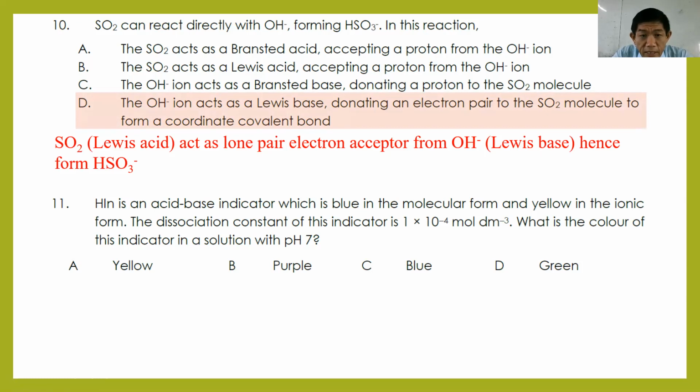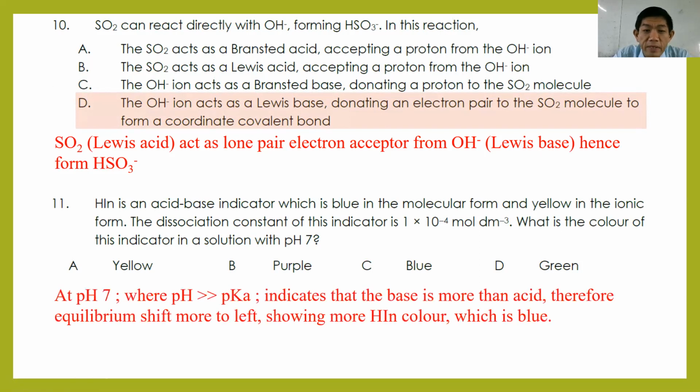HIn indicator is an acid-base indicator which is blue in molecular form and yellow in ionic form. The dissociation constant of this indicator is 1 times 10 power negative 4. What is the color of the indicator in here? Very similar to what we have answered just now. Since you have a greater pH value, that means it is much greater than the pKin. So it shows the basic color, which is the ionic form color in this case. So the color in this case is yellow. Okay.